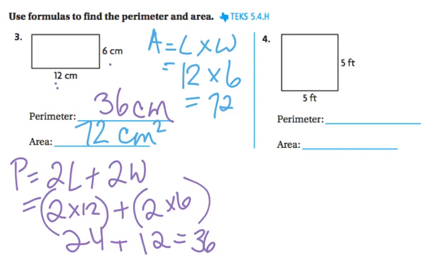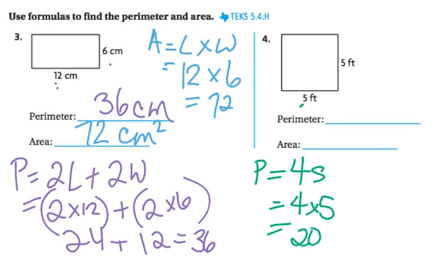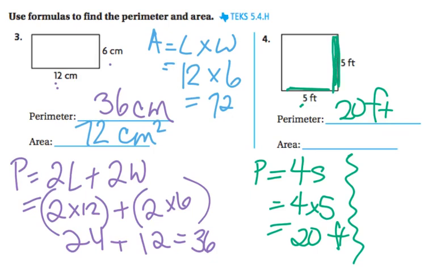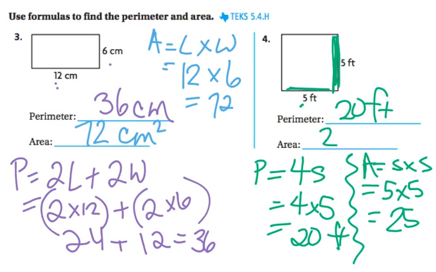For number 4, we actually have a square. The formula for a square to find the perimeter is 4 times the side length. So 4s, so I can think of 4 times 5, which would be 20. Remember, side length means this side is the same measure as that side. And then for area, area equals side times side. So we can think of it as 5 times 5, which would be 25 square feet. We always want to make sure we use our units. Next section.